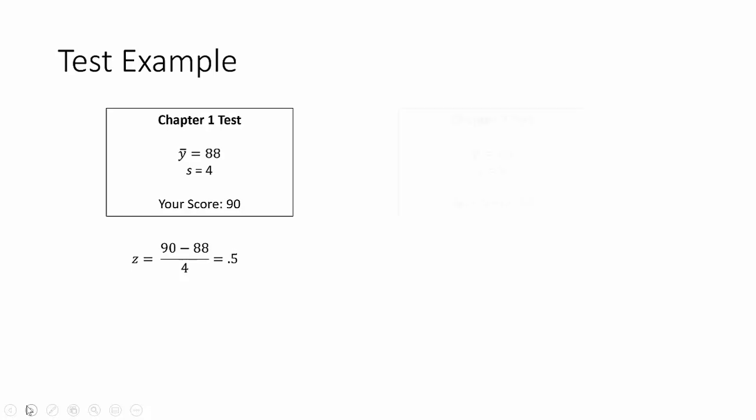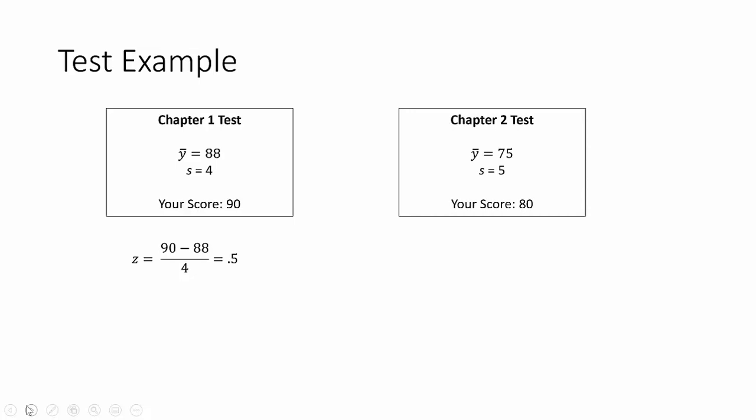Let's compare that to a different test. Let's say on the chapter 2 test, you scored an 80. Okay, so 80, that doesn't sound as good as a 90, right? But it turns out that on this test, the mean was a 75 and the standard deviation was 5. So let's see what your z-score would be for this. So you subtract your score and the mean, positive 5, divide that by the standard deviation of 5, and you get 1. This test, you actually scored 1 standard deviation above the mean.